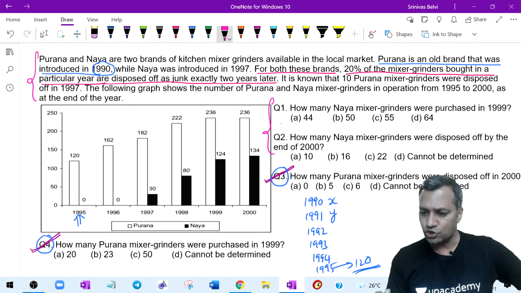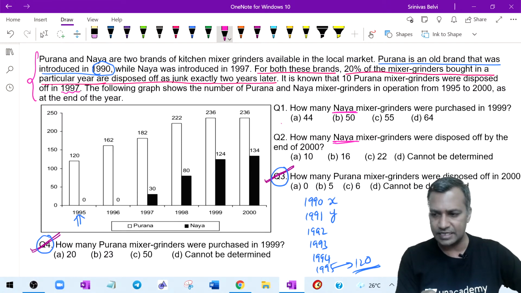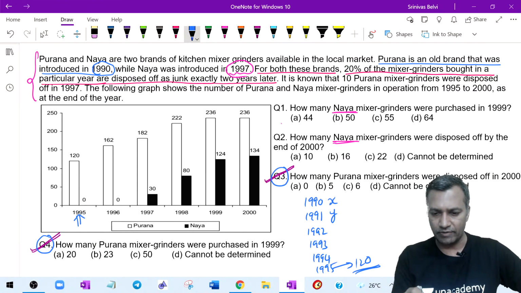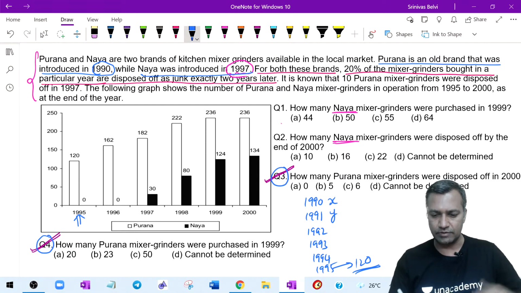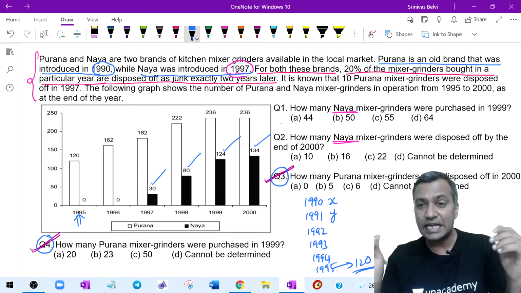Look at this. Okay, so why do you think that I will do questions built on Naya? Naya is pretty simple because Naya got into operation from 1997. This 1997. So Naya was introduced in 1997. I have all the data for Naya. Therefore, Naya data is complete.